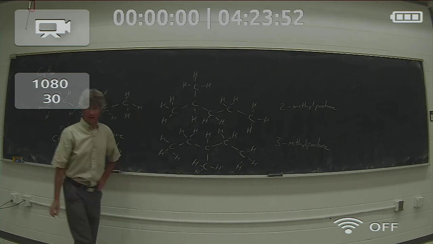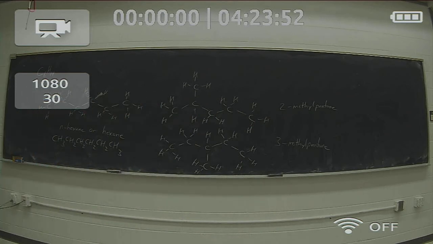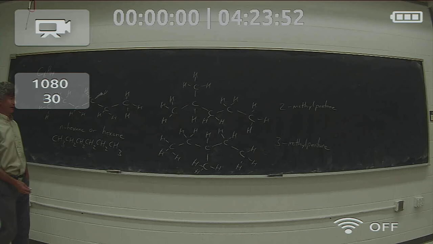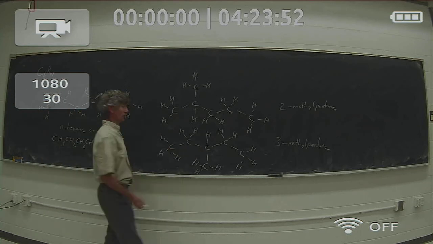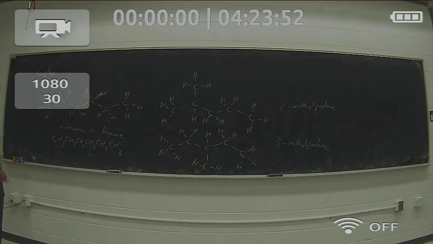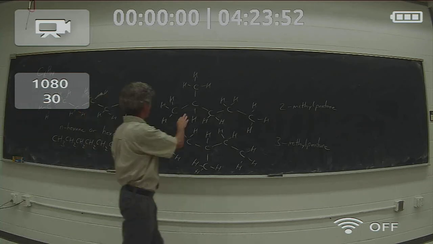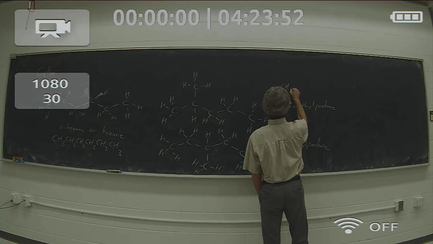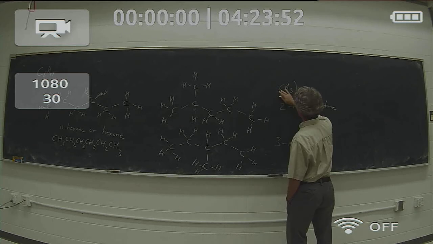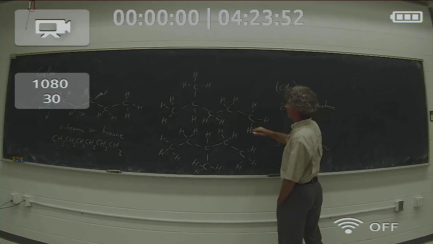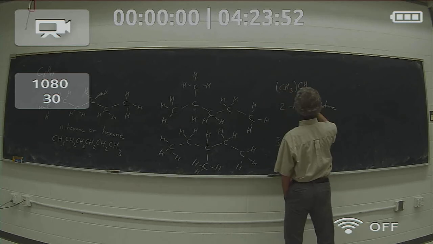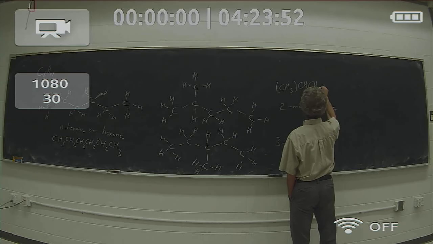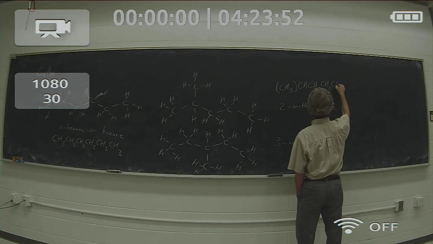Reflecting the fact that each of those has a longest chain of 5 carbons, but on the top structure, the CH3 group comes off the second carbon, and in the bottom structure, the CH3 group comes off the third carbon. To draw this as a condensed formula, we would recognize that for the 2-methylpentane, we actually have 2 CH3 groups attached to the same CH, and then we have CH2, and CH3.